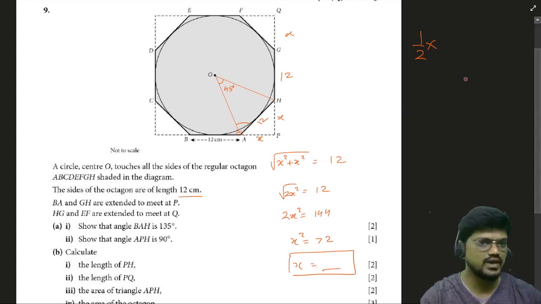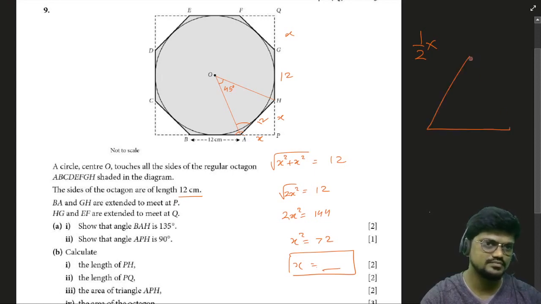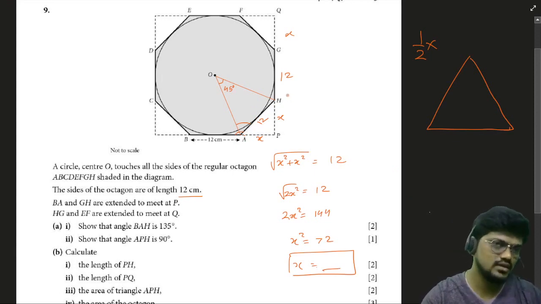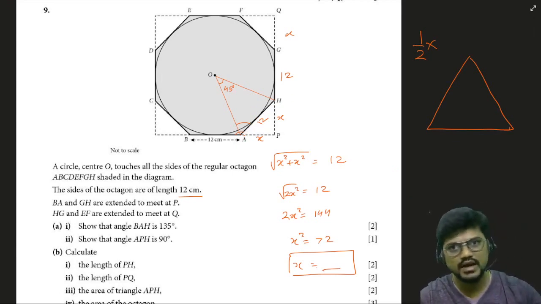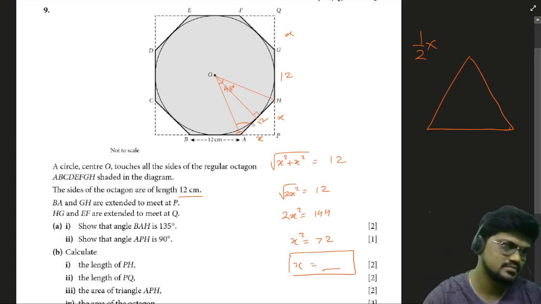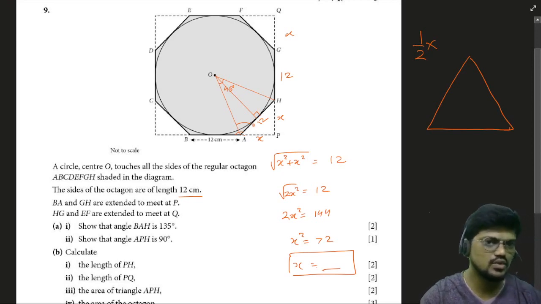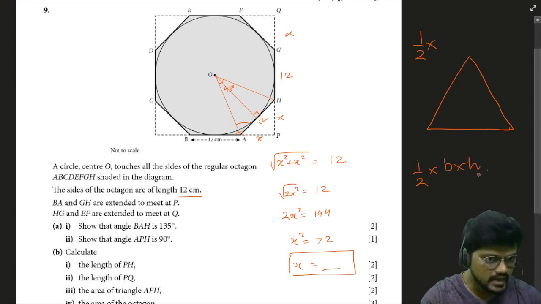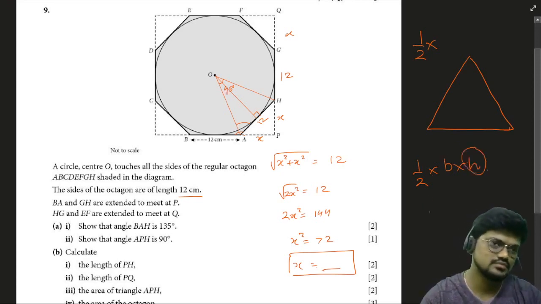What we can do, if this is your triangle, we know the area of the triangle. This will be the height of the triangle. It's an isosceles triangle, no? So if we draw an altitude, it will come at the midpoint. We know the area of a triangle is half into base into height. That height will be your radius. Yes or no? Did you get it? How to find the radius?